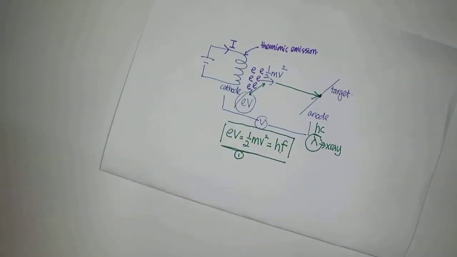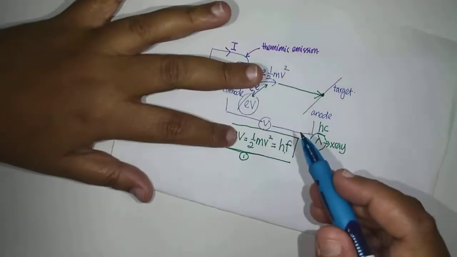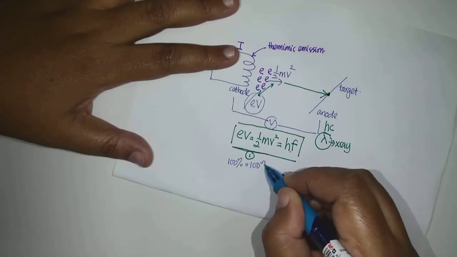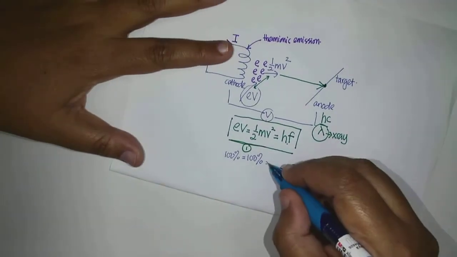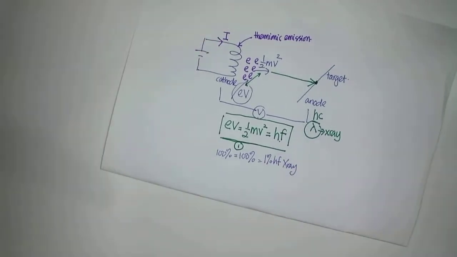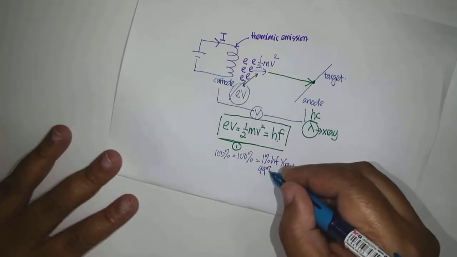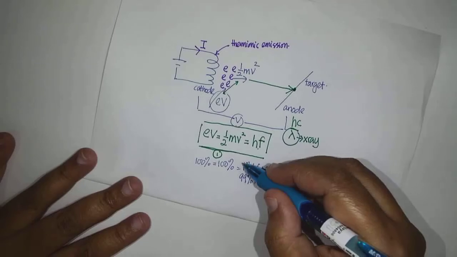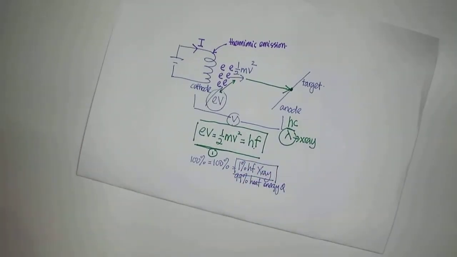But the concept also says that out of 100% E word given to the electron, converted to 100% kinetic energy, only 1% of HF is X-ray. That is the actual truth: 1% is X-ray. The other percent of energy is actually heat energy. 99% is heat energy, which is Q. Only 1% is X-ray. That is by fact or by concept.